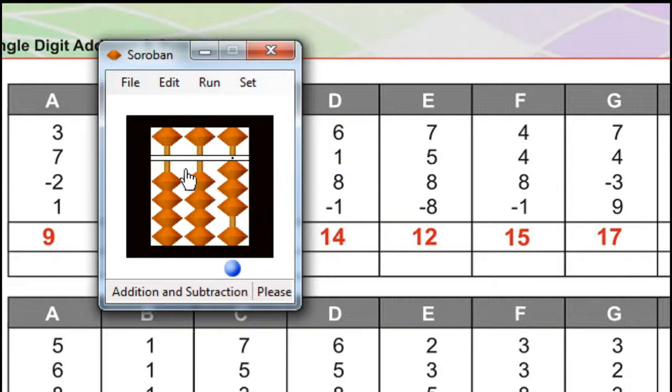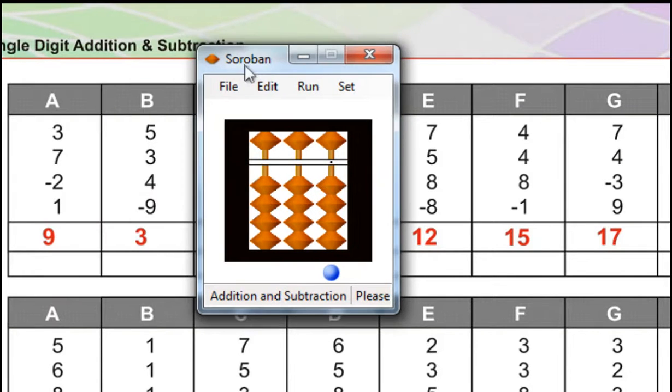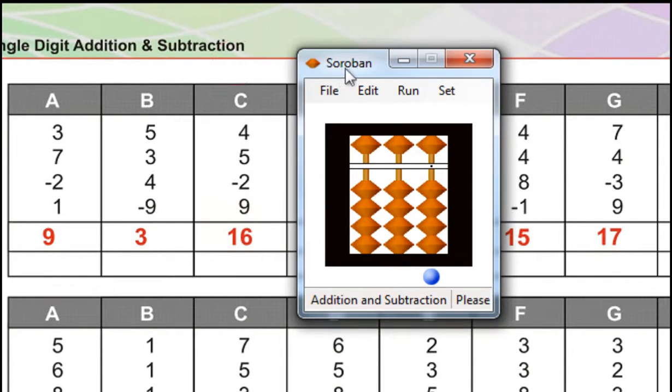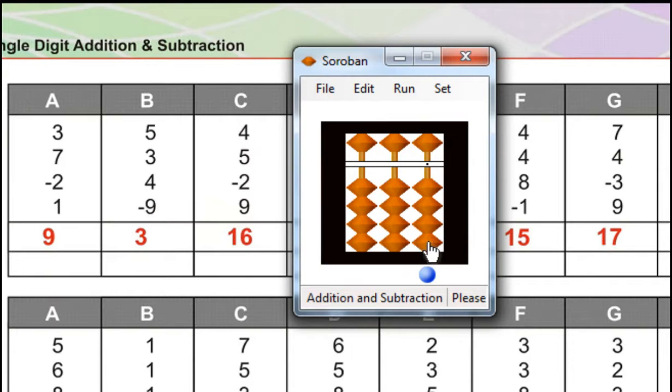3 plus 7, for that plus 10 minus 7 minus 2, for that minus 10 plus 8 plus 1. Answer is 9. Next, 5 plus 3 plus 4, for that plus 10 minus 6 minus 9, for that minus 10 plus 1. Answer is 3. Next, 4 plus 5 minus 2 plus 9, for that plus 10 minus 1. Answer is 16.